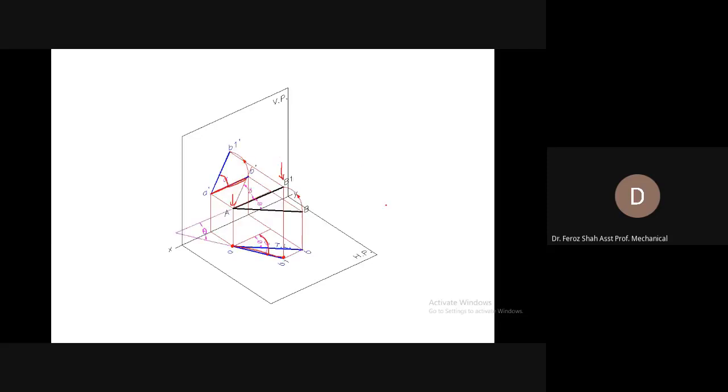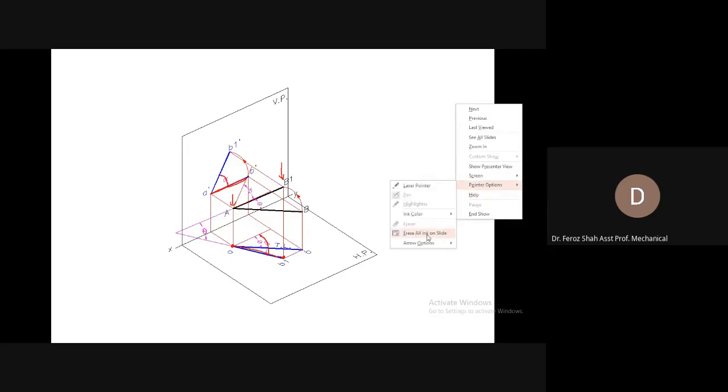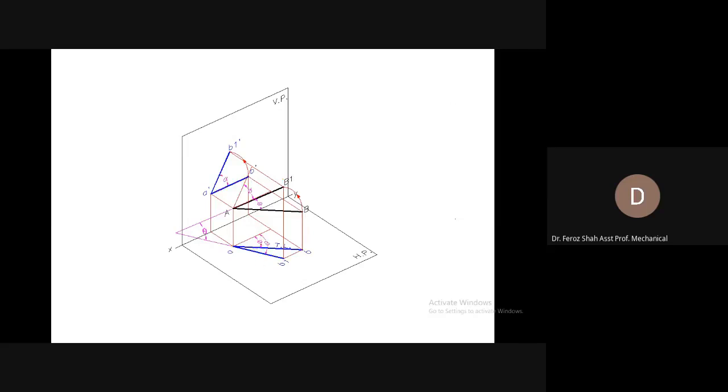The apparent angle of the line with the vertical plane is beta. So that beta will be greater than the angle phi. And also the position of the front view depends on the angle theta with the horizontal plane.